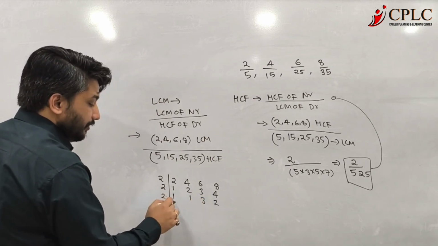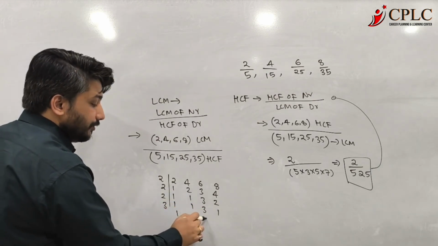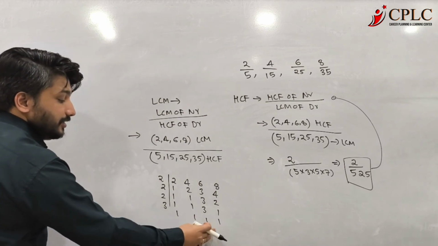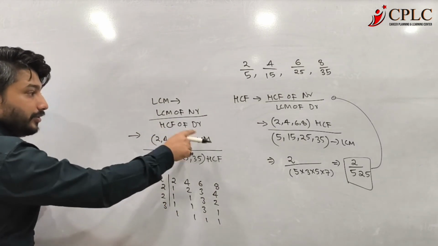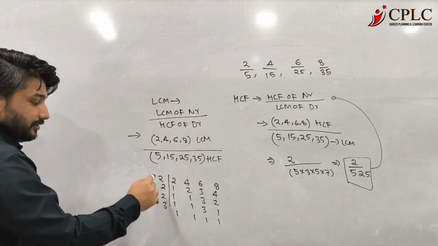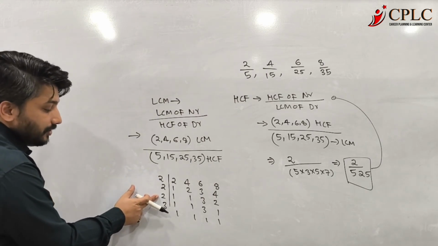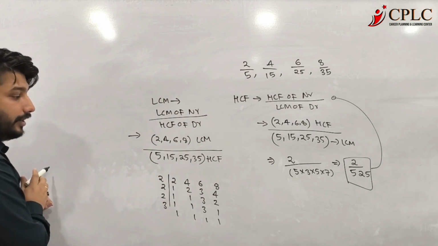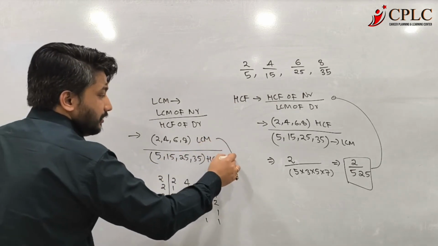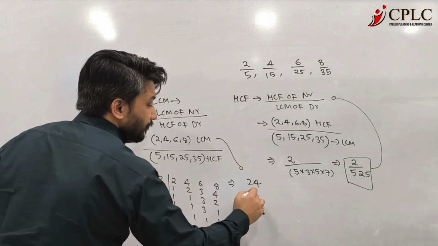And now we can divide by 2 or 3, whichever you are most comfortable. So as soon as all the 1s come, we have to stop because we are doing LCM now. Don't forget that from the basics. So if you multiply these numbers, it will be 2 into 2 which is 4, 4 into 2 which is 8, 8 into 3 which is 24. So this answer is going to be 24.